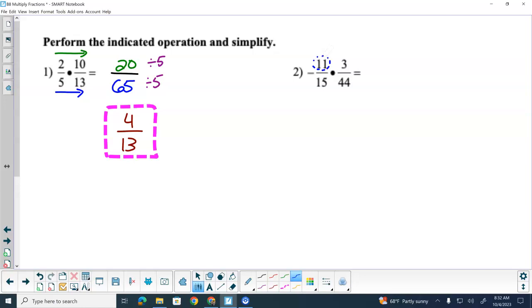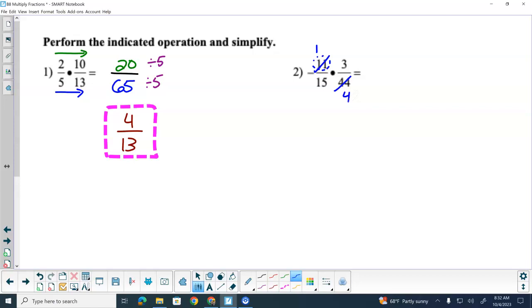Now let's look at 15. In 15, does 1 or 11 show up? 1 does, but that's not going to help us, because 1 doesn't help us when we're factoring. Let's look at 44. Does 11 show up in 44? Yes, it does. So 11 divided by 11 is 1. 44 divided by 11 is 4. I divided both of those by 11.